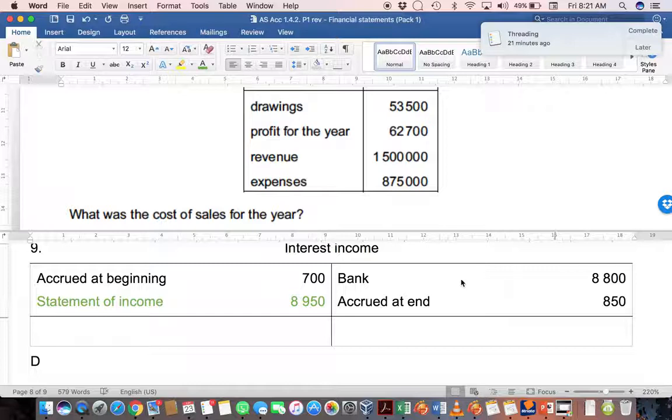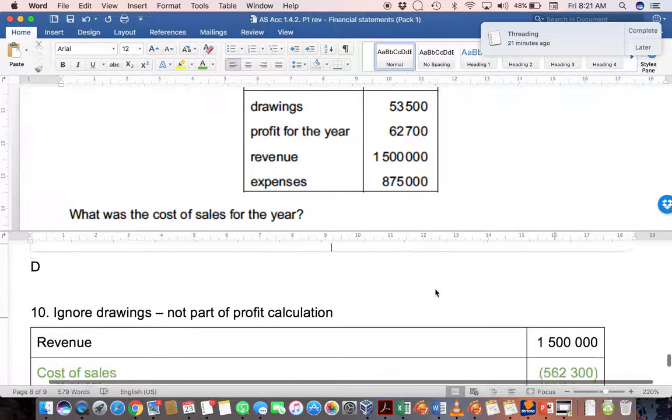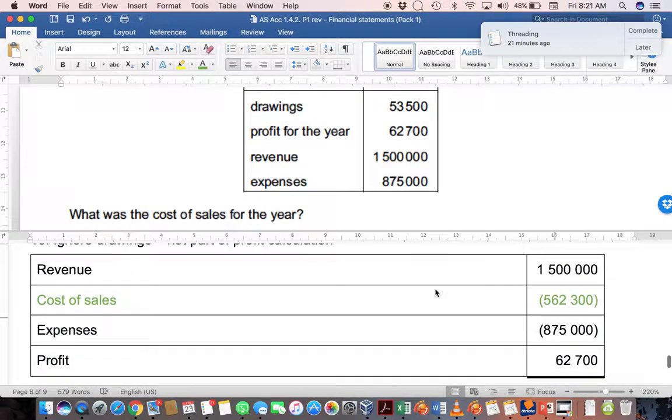In order to calculate the cost of sales, you could recreate a mini statement of income, which would have revenue, cost of sales as your missing figure, expenses, and then the profit for the year. Remember that drawings is not a business expense. Drawings would be shown directly in the capital account or in the notes to the statement of financial position. So I'm going to ignore that figure completely. It will not be part of my calculation.